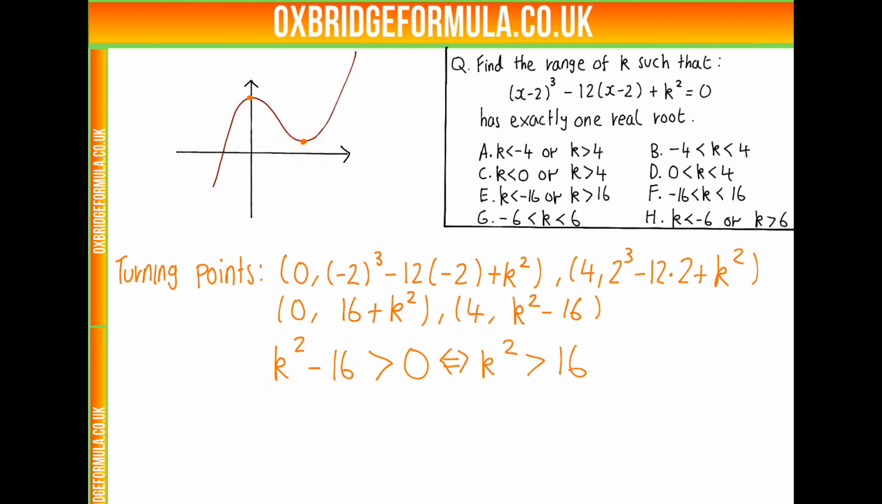So this is the same as k^2 greater than 16, which we can solve quite easily, because it means k is bigger than 4, or k is less than −4, and that corresponds to option A in our multiple choice, and so we know our answer is A.